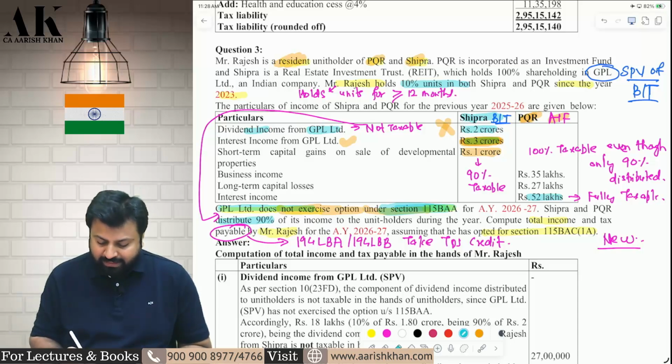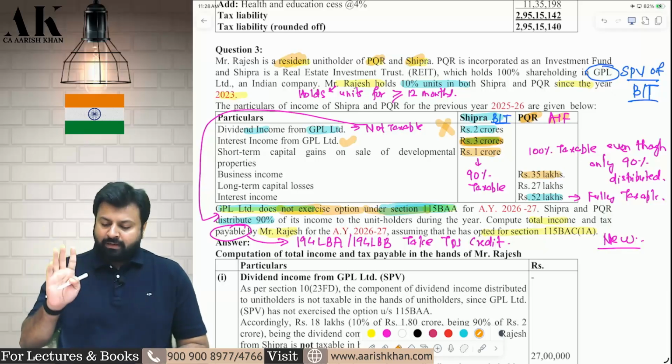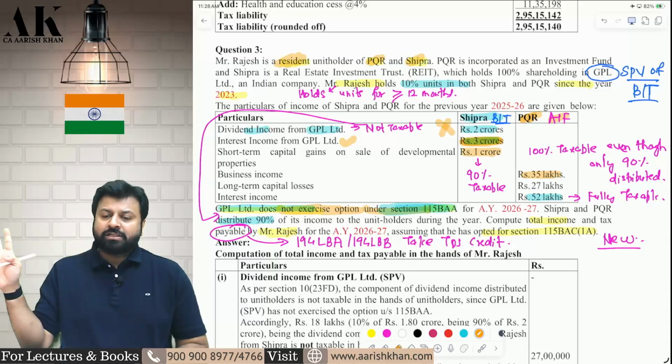Now, the very first thing that the AIF is earning is business income. Always remember, on business income, always AIF pays tax, not the investor. Therefore, on this 35 lakhs, Mr. Rajesh will not pay tax.